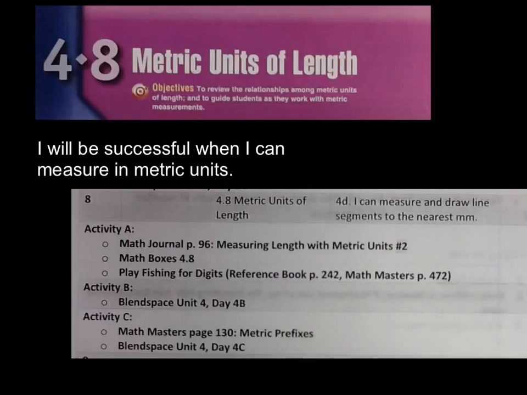Good morning, mathematicians. Today we're going to be taking a look at lesson 4.8, metric units of length. Your learning intention is I will be successful when I can measure in metric units.